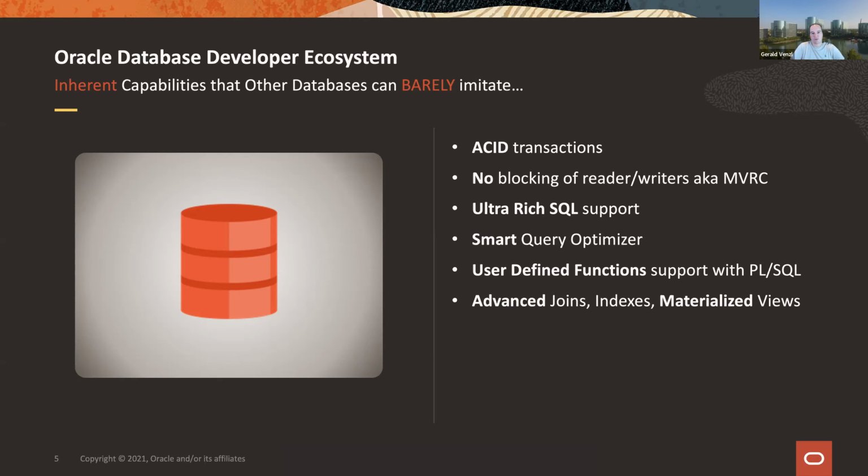ACID transactions is one of them, but also no blocking of readers and writers with multi-version read concurrency control. Oracle was the forerunner there by a long shot compared to everybody else, and it's actually one of the main reasons why Oracle scales as well as it does. But also rich SQL support, smart query optimizers, right? It took us a long time from the rule-based optimizer to the cost-based optimizer and beyond to actually allow developers to issue a SQL statement without having to think about how they would join the tables, or whether an index should be used or not. The optimizer has gone a long way.